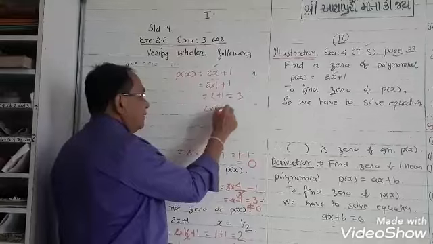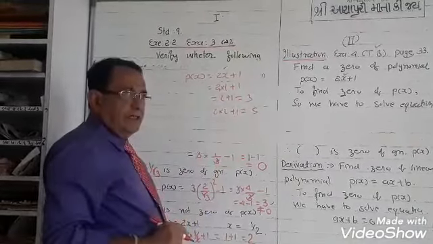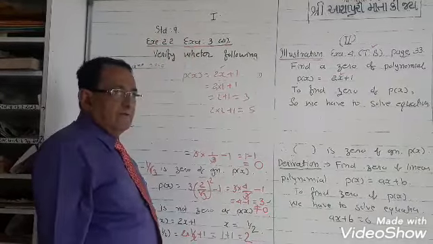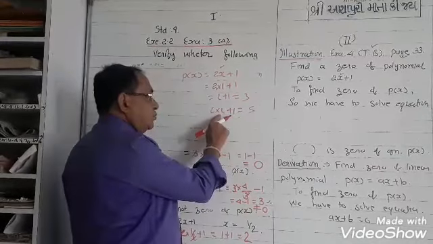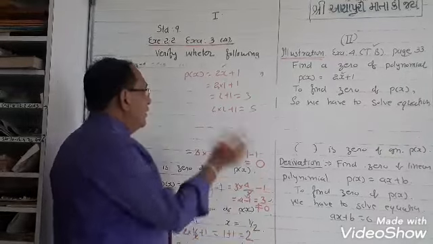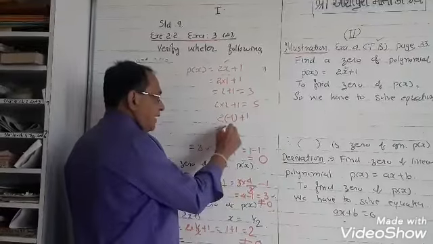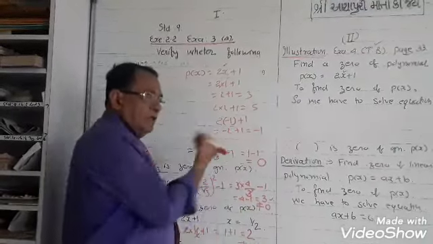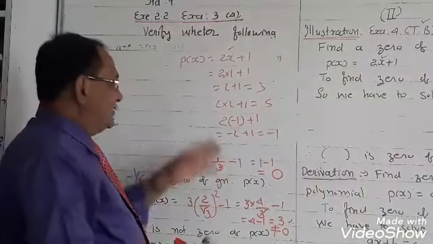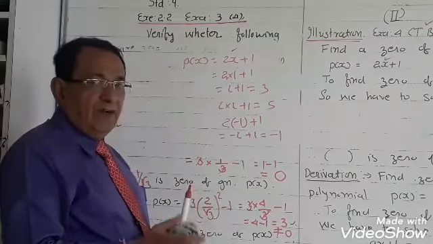2 into 2 plus 1, 4 plus 1, 5. Didn't get it. 2 into 4 plus 1, 5. No. Let us try negative: minus 1, 2 times minus 1 plus 1, minus 2 plus 1, minus 1. Minus 3. So what? That is the trial and error method. Actually that is not the proper method. Okay, how we will find it?